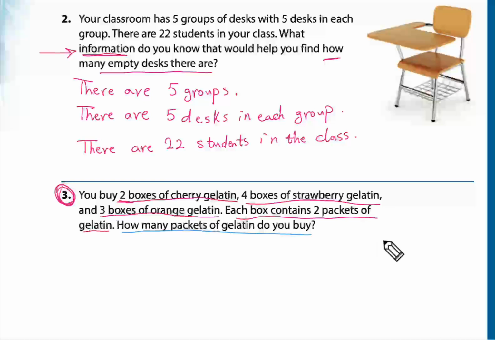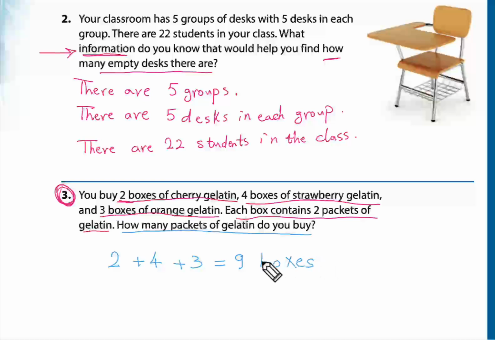So this is one way that we can use to solve. Let's do it. Let's write the solution. We said that the first step, we add 2 plus 4 plus 3. 2 plus 4 is 6. 6 plus 3 is 9. So we have 9 boxes in all. This is the number of boxes in all.